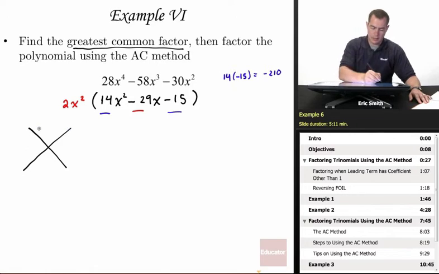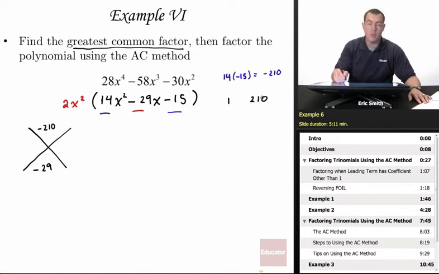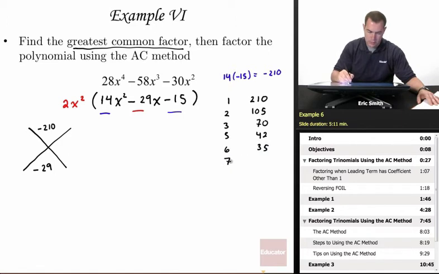Okay, so I have negative 210. Must add to be a negative 29. All right, we want to make this easy on ourselves, or at least as easy as possible. So I'm writing down possibilities that will multiply to be 210. So 1 and 210, 2 and 105, 3 and 70, 5 and 42, 6 and 35, 7 and 30, 10 and 21, 14 and 15.